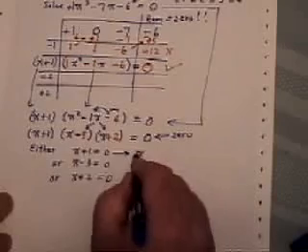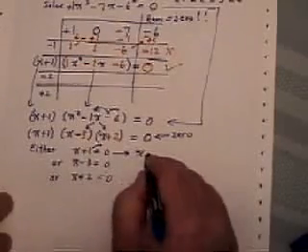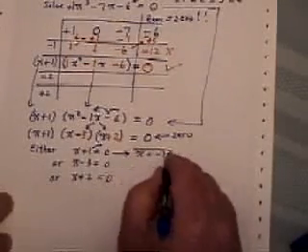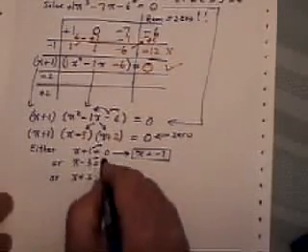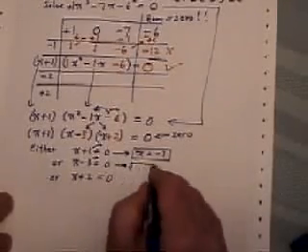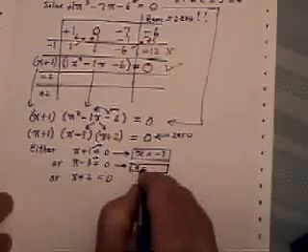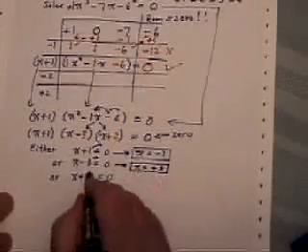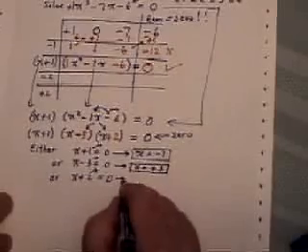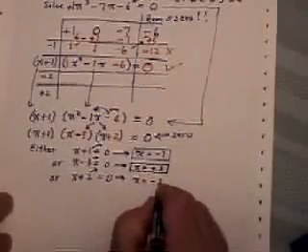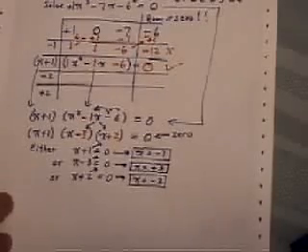Now I can solve each one of these. Bring the plus 1 across, and I have a very simple equation, and there is one of my answers. Bring the minus 3 across, and I get another answer. Bring the plus 2 across, and I get my third answer. So I get 3 answers to this particular equation.